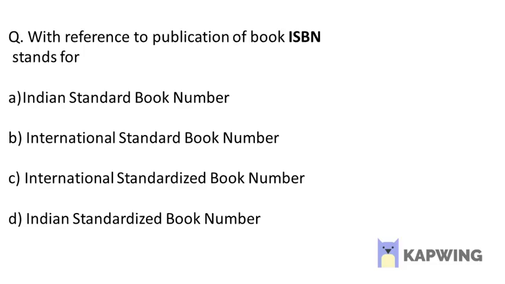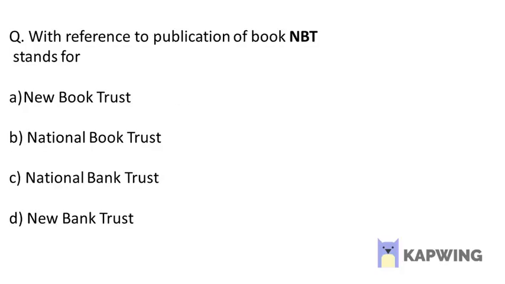With reference to a publication of a book, ISBN stands for? Option A is Indian Standard Book Number, B is International Standard Book Number, C is International Standardized Book Number, or D is Indian Standardized Book Number. So friends, the correct long form is B, International Standard Book Number. So that's the correct answer. I hope you have guessed it correctly. Now moving on to the next question.